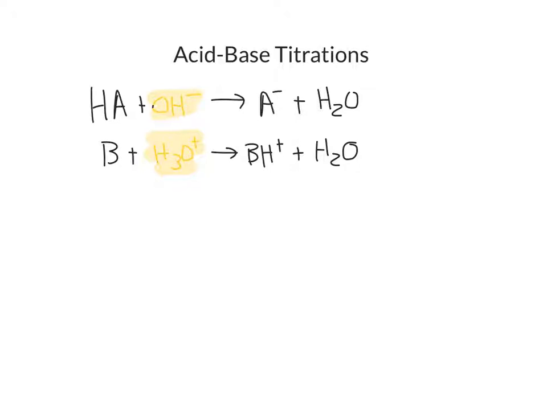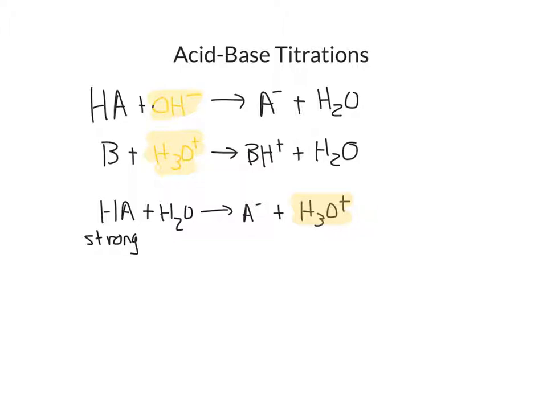This is because any strong acid will completely dissociate in water to form its conjugate base and H3O plus. So if this is a strong acid in water, what actually exists in water is H3O plus, and that is what is acting as an acid.